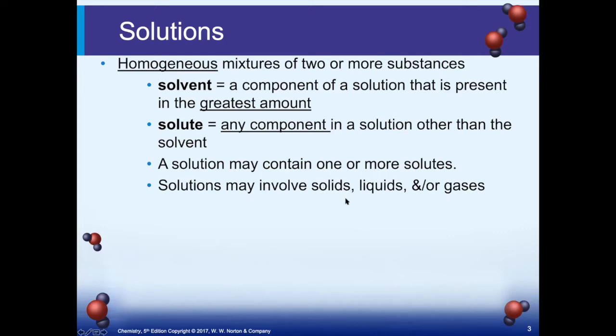A metal alloy has a solvent, and that would be the metal that's present in the largest amount. The one that's common is steel. You've heard of steel, like steel cans or steel beams. The base metal, the solvent in steel, is iron, but uniformly distributed throughout that iron is carbon. And so carbon would be the solute in that alloy we call steel.